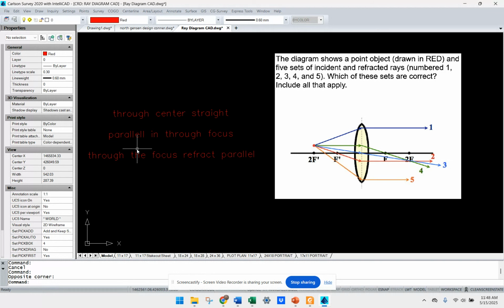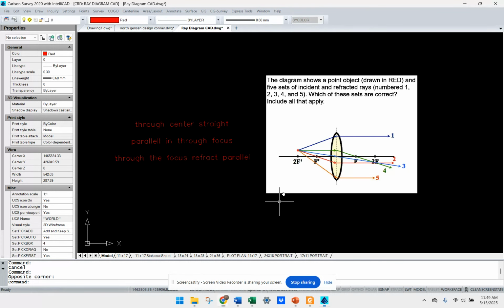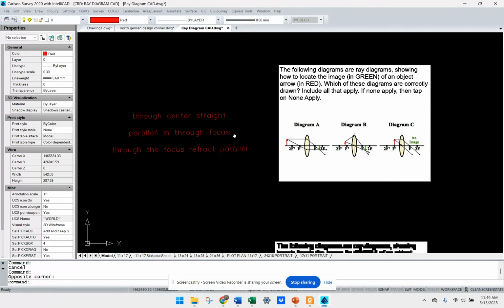Does anything come in through the focus? 2 does come in through the focus, and it does in fact go parallel, so that one would be true. All of the others just wouldn't be true because they don't follow those 3 rules. We'll just keep going here.